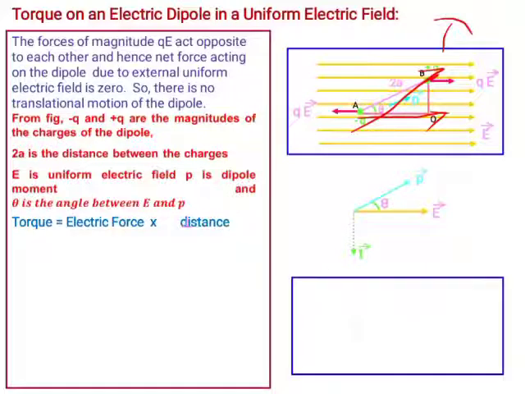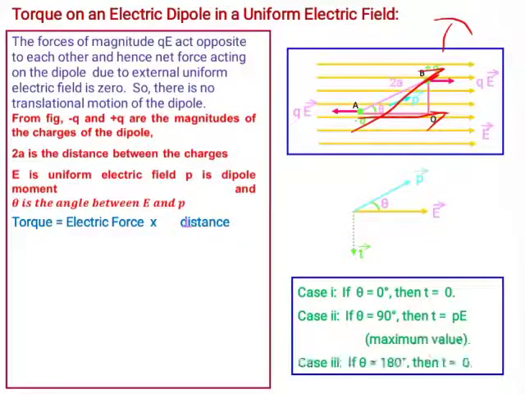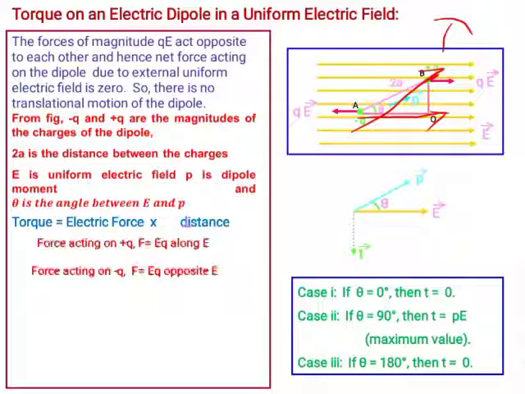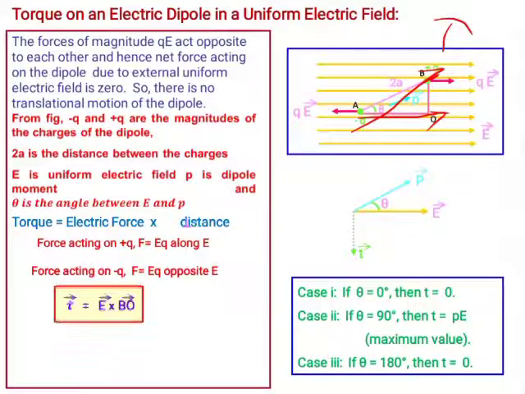Now suppose the force acting on plus q is F equal to EQ along E. That is, due to this positive charge, the force is QE. The force acting on minus q, this Q, is EQ opposite to E. This force is opposite to the electric field. Both are opposite here. Then tau is equal to the electric force, or couple of force, into the perpendicular distance.